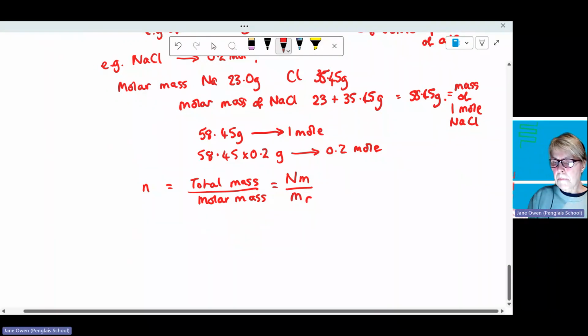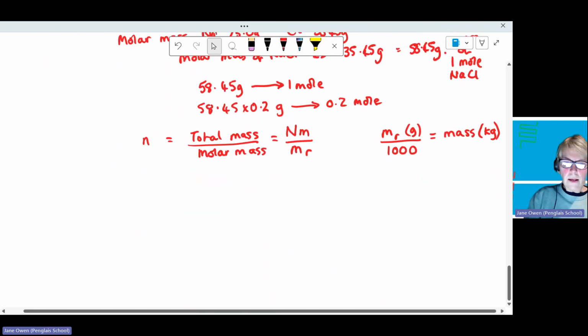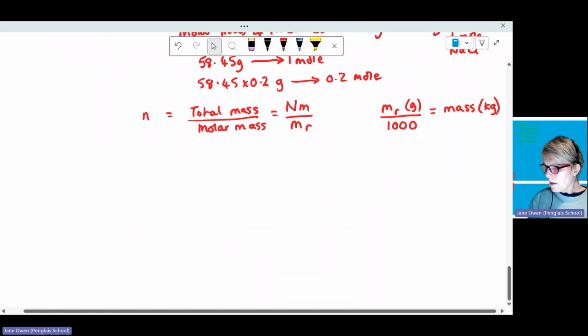Okay, and remember that Mr is given in grams. So therefore we have to divide it by 1,000 to get the mass in kilograms. Whenever you're given a molar mass, it's in grams, divided by 1,000 to get it into kilograms. Okay, right, let's move on.